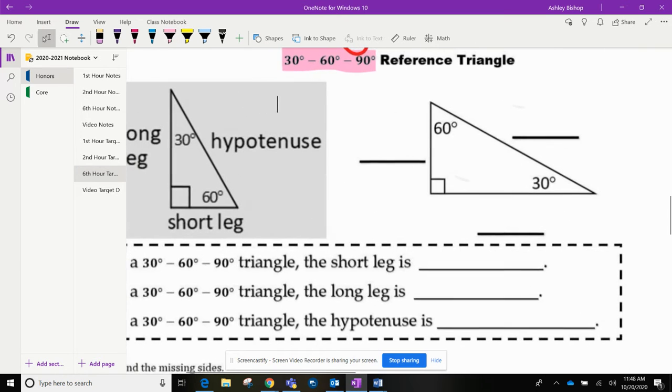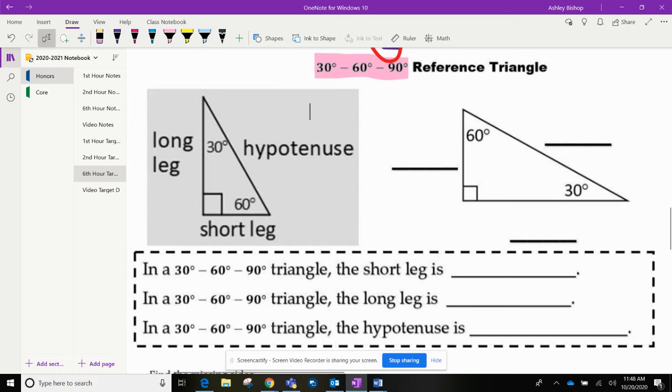When you have a 30, 60, 90 right triangle, you're going to have an angle that is 90 degrees, an angle that is 30 degrees, and an angle that is 60 degrees. Just like every other problem we've started, you're going to start the first problem by labeling all three of your sides. Your hypotenuse is always across from the right angle. That one's really consistent. And in a 30, 60, 90, you can trust the pictures.